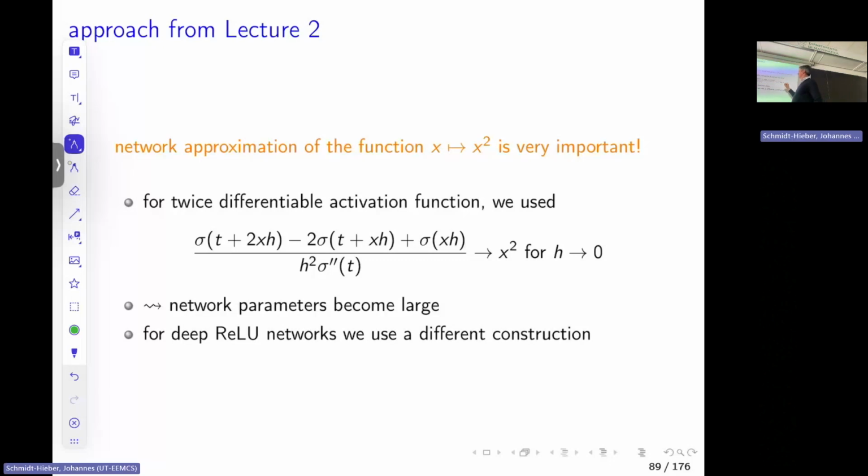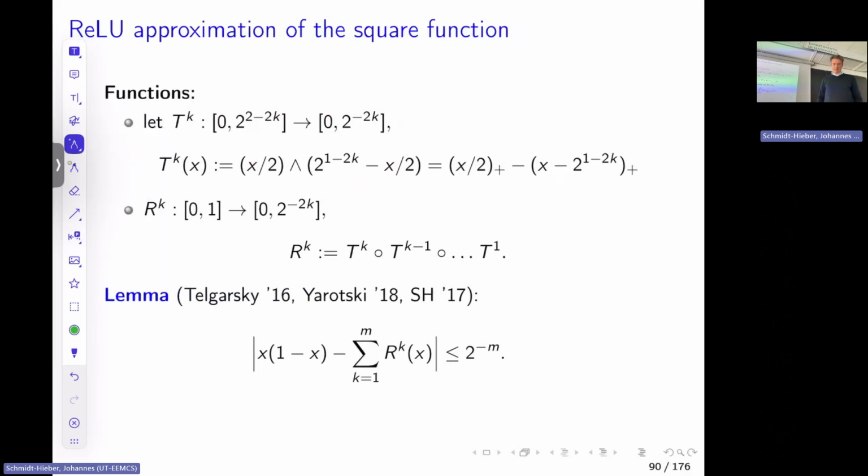And then with that goes, and so here one of these issues is that the parameters in the outer layer become arbitrarily large because you have to make h tend to 0, and this 1/h squared will become large then. And for ReLU networks, we can now use a different way to construct it, where we don't run into these problems of arbitrarily large parameters, and that is in this one here.